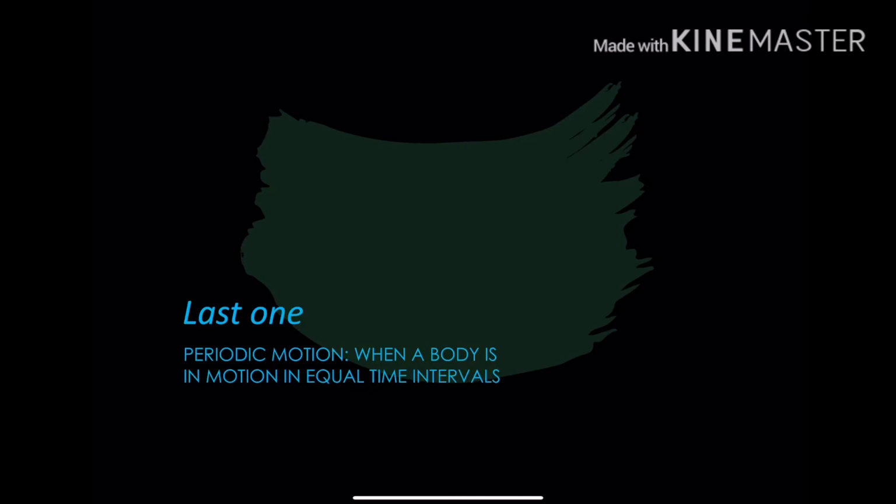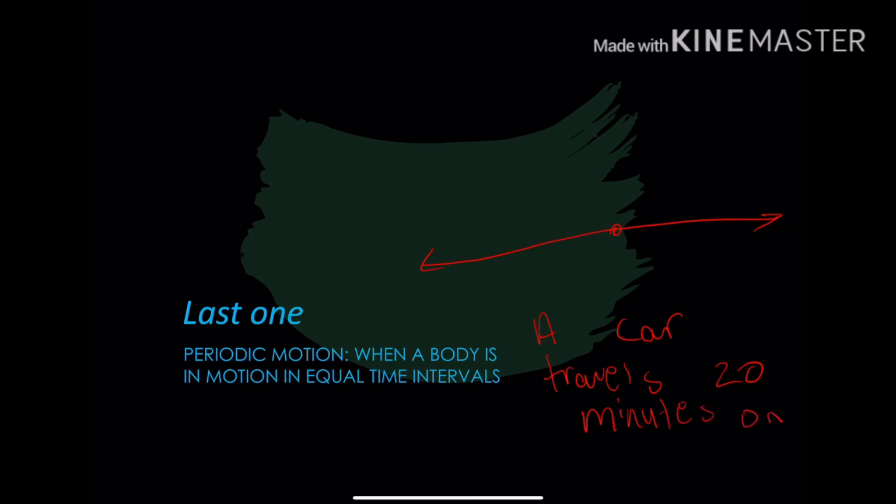Last one, periodic motion. Periodic motion is pretty basic. It is when an object moves in equal time intervals. For example, I'll make an example over here. A car travels 20 minutes on 30 km per hour and 20 minutes with 15 km per hour. Guys, I have a question. Is this periodic motion? Yes, it is.